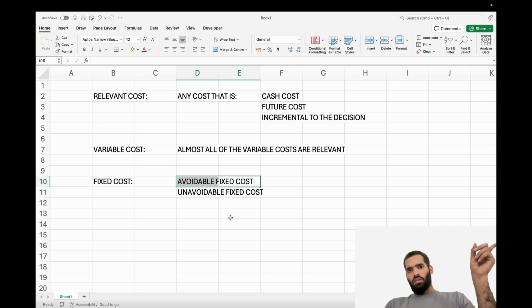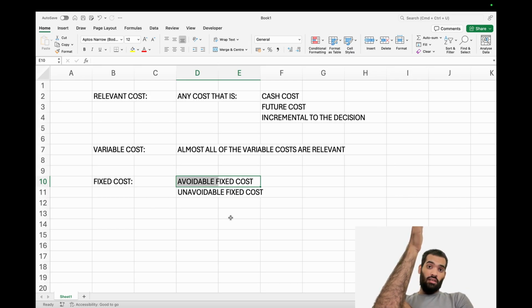So this area, let's say the clothing section, has its own supervisor. The shoe section has its own supervisor, and the gear section has its own supervisor. So if I get rid of the gear section, I also wouldn't need the supervisor, right? So that fixed cost of the supervisor's salary is an avoidable fixed cost, because it's in my decision whether I want to spend this money or not.